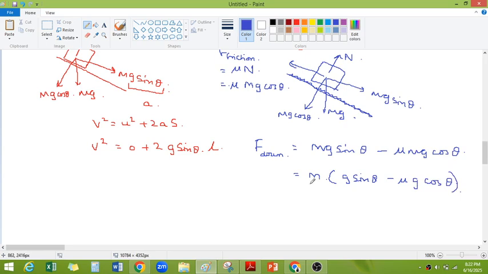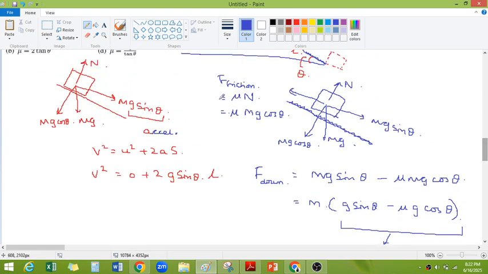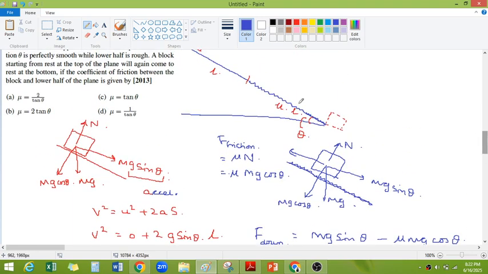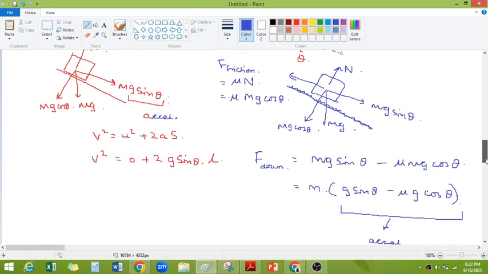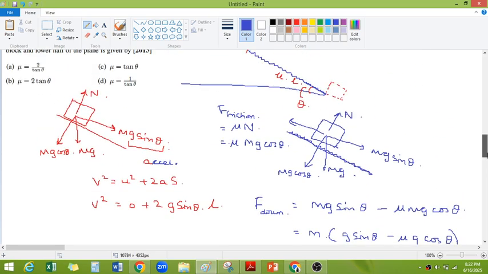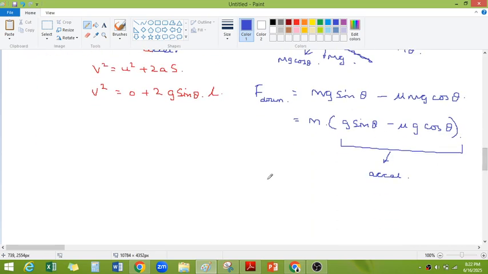Why should I write it like this? Because I want to keep the mass separately. Why? Because that will give me the acceleration. So that means this is the acceleration. That's all. So after that, it's the same story. Once you get this idea, getting the idea is the difficult part. Once you get this idea, which comes out of practice, after that it's very easy.